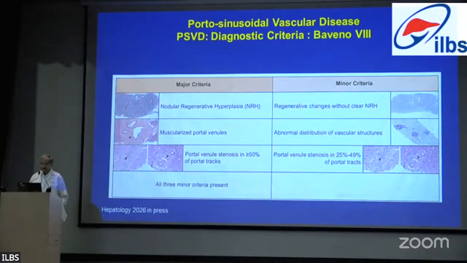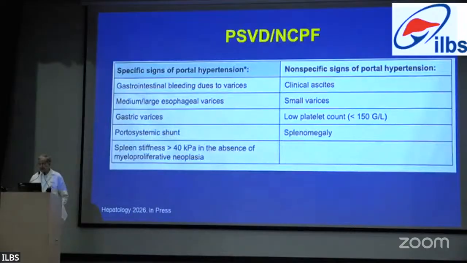Anyway, if you have all 3 minor, again it is a PSVD, or you have 1 major, it is PSVD. So they further classified the portal hypertension criteria, specific and non-specific. GI bleed, varices, portosystemic shunts, and spleen stiffness above 40. Now, this again is a challenge. Spleen stiffness may not be able to measure in all patients. And also, if there is a portal vein thrombosis in between, then the spleen will be congested and the spleen stiffness can go very high.